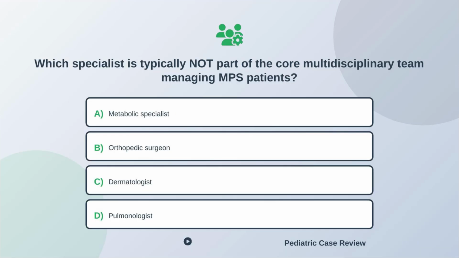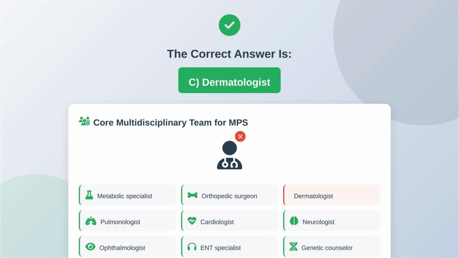Regarding multidisciplinary care, which specialist is typically not part of the core multidisciplinary team managing MPS patients? A. Metabolic specialist, B. Orthopedic surgeon, C. Dermatologist, or D. Pulmonologist? The correct answer is C.